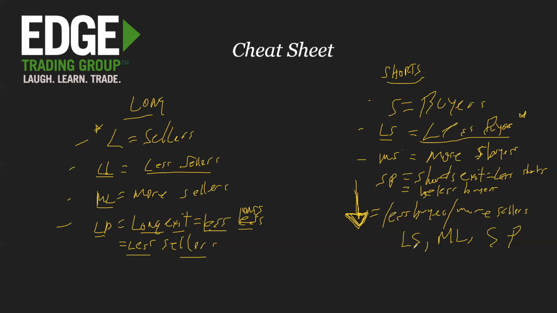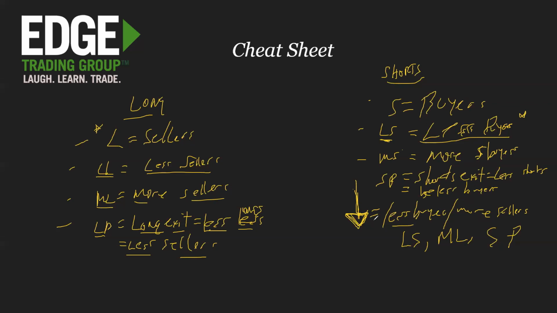What gets us there? LS. Look at LS. LS equals less buyers. Perfect. Put it on there. And then you go to more longs. Let's just confirm it. Where is more longs at? Right here. More longs equal more sellers. Good. We add it. Shorts puke, let's make sure. Shorts puke equals shorts exit. Less shorts equal less buyers. Oh, good. So there's our 3 answers on the previous slide that we started with.